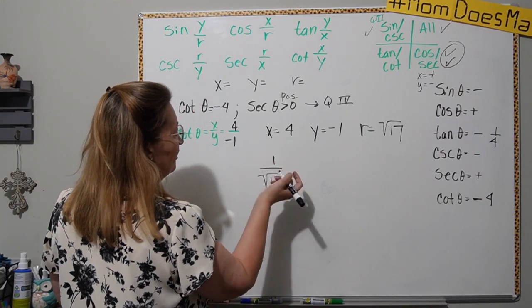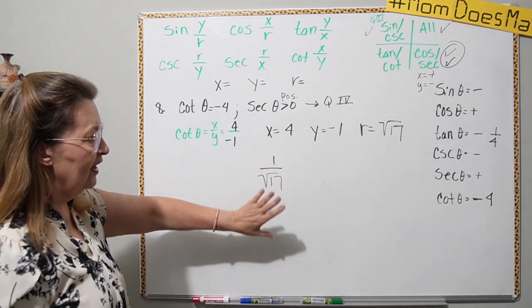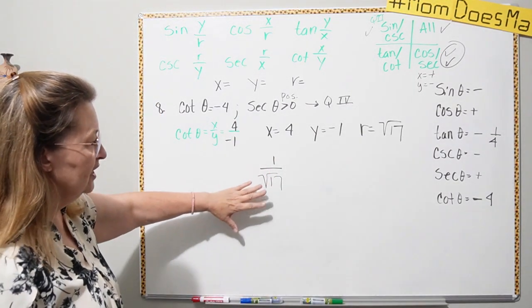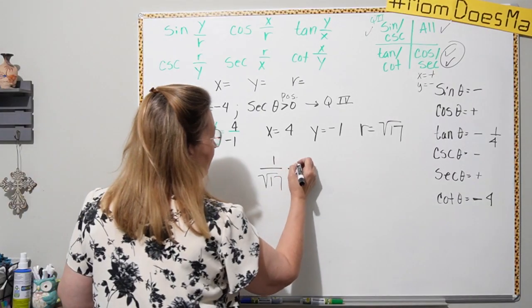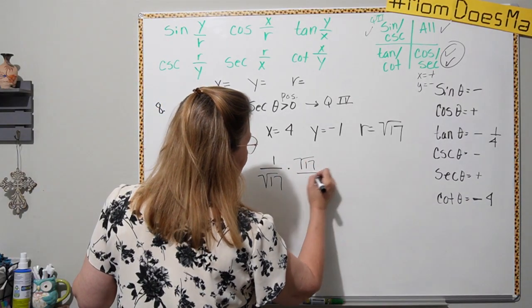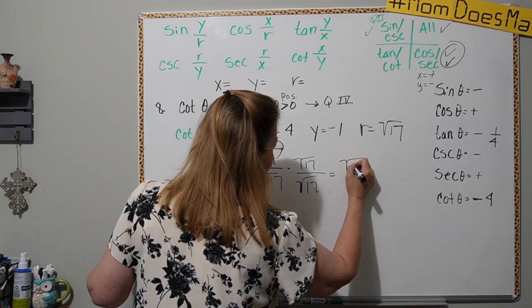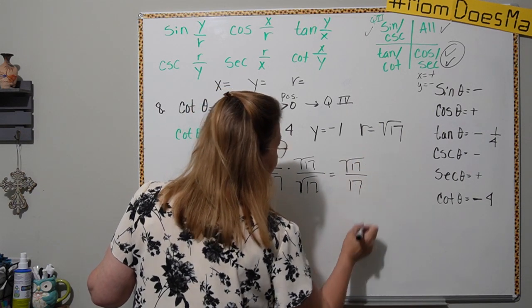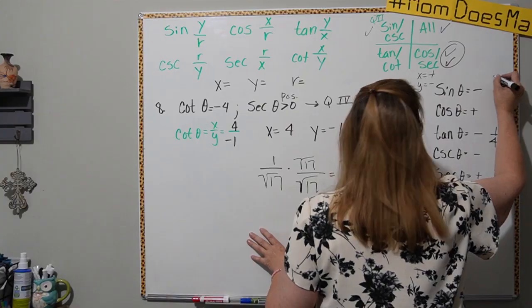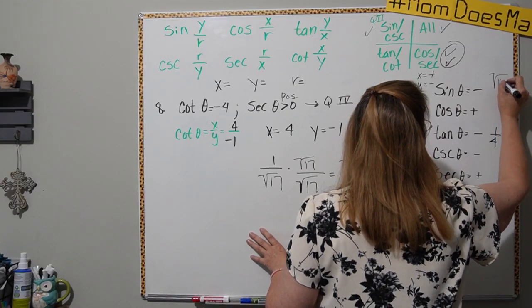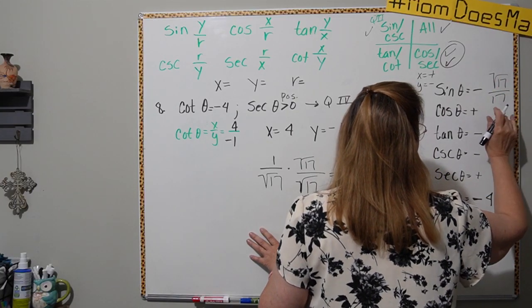And like I said, we already know the sign, so we don't have to worry about that when we're reducing or rationalizing. So I'm going to multiply by square root of 17 over square root of 17. That gets me square root of 17 over 17. So that is sine: negative square root of 17 over 17.